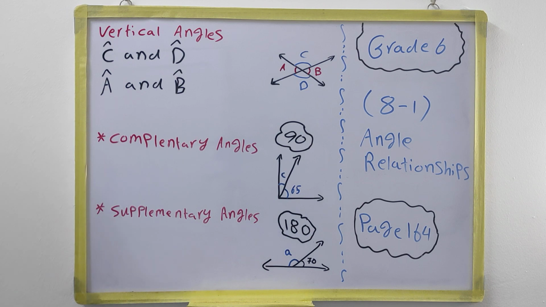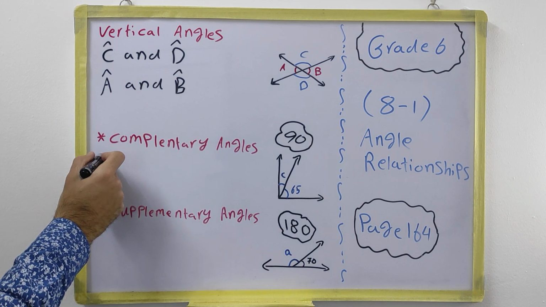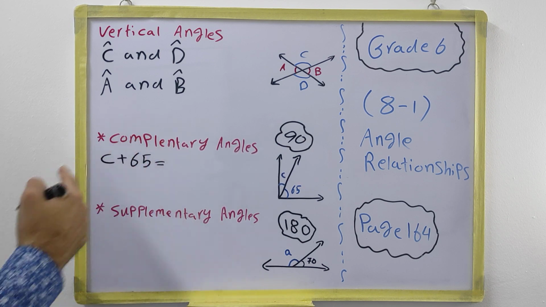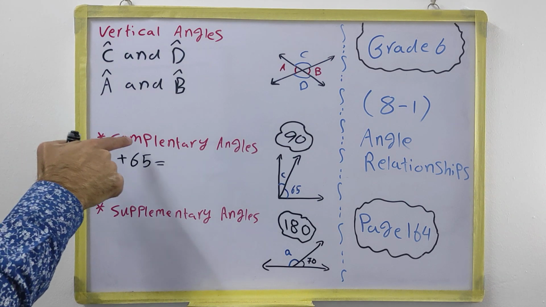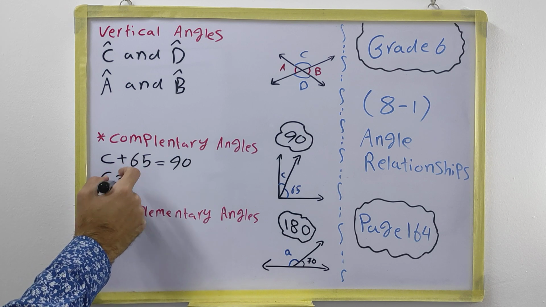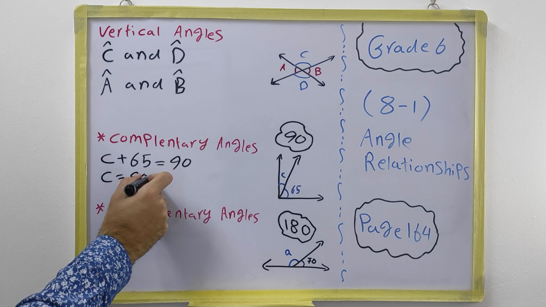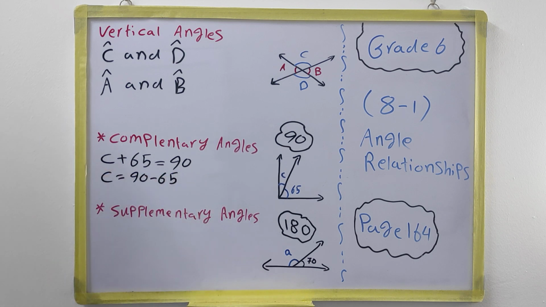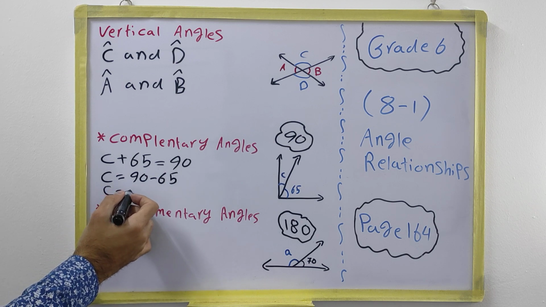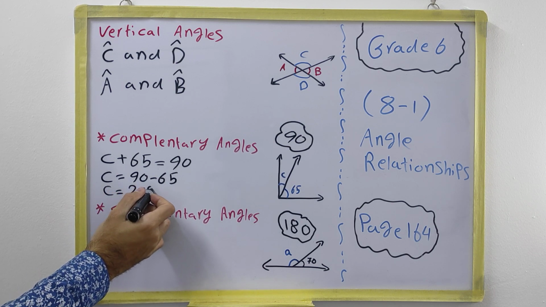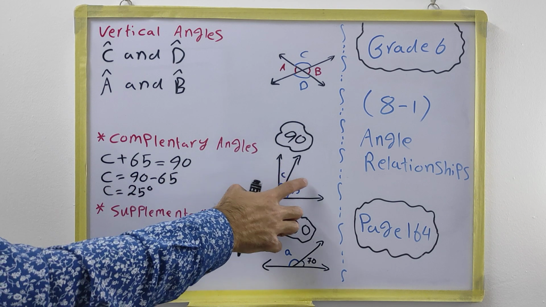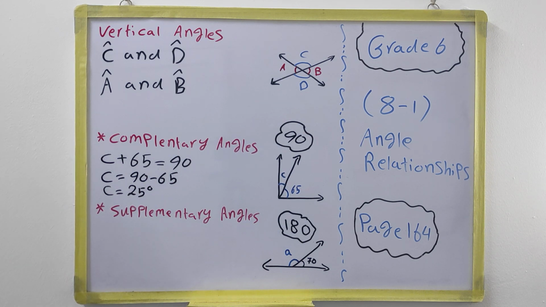To find C: we say angle C plus angle 65 equals 90, because the question tells you they are complementary, and when you hear complementary you know that they are 90 together. C equals 90 minus 65, and 90 minus 65 is 25. So angle C is 25 degrees. Both of them together, 25 and 65, make 90 degrees.